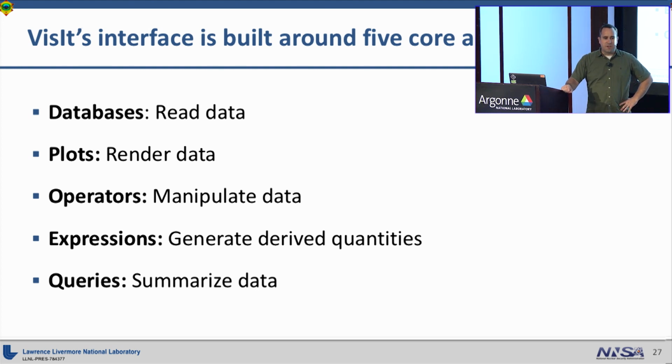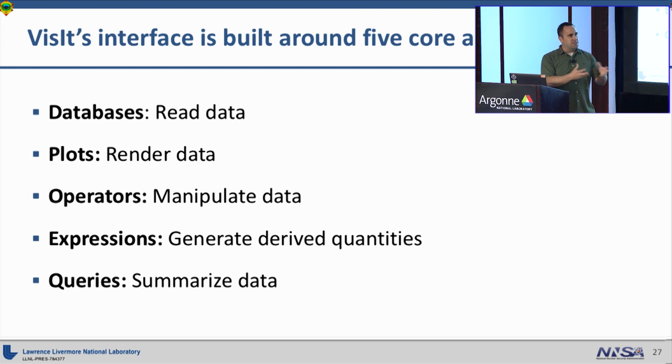So the first is databases. This is the abstraction that we use of how to get you data. That could be VTK files on disk. It could also be something like libsim that's pumping data in. So in order to make a plot or anything else, you have to have data behind it. The next are plots. Plots are the things that we see, right? So a pseudocolor plot or something like a volume plot. That's the abstraction of how we render data.